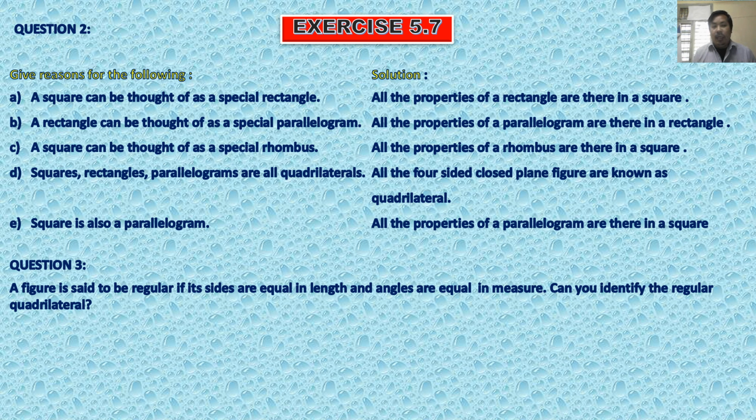Then can you identify the regular quadrilateral? The question is asking us to identify a regular quadrilateral. A regular quadrilateral means having four sides, and all the angles are the same as well as all the sides are the same. So what could the regular quadrilateral be here? The regular quadrilateral is nothing other than your square. Let us see the answer. Yes, the solution is given like this: a regular quadrilateral is a square only. So this is the answer of question number 3.